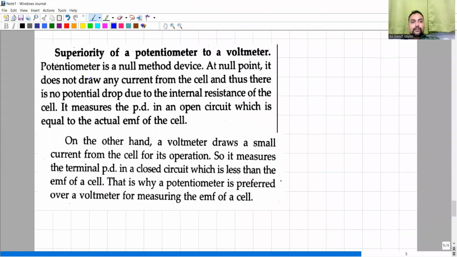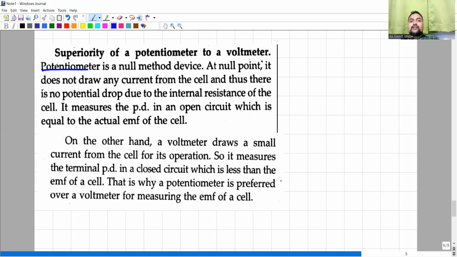Now next is the superiority of the potentiometer to a voltmeter. We have understood that an ideal voltmeter should have infinite resistance, but that is not practically possible. It will have very high resistance, but not infinite resistance. So a very small current will still flow through the voltmeter, and the reading will not be accurate. The reading of the potential drop it wants to measure will not be accurate.